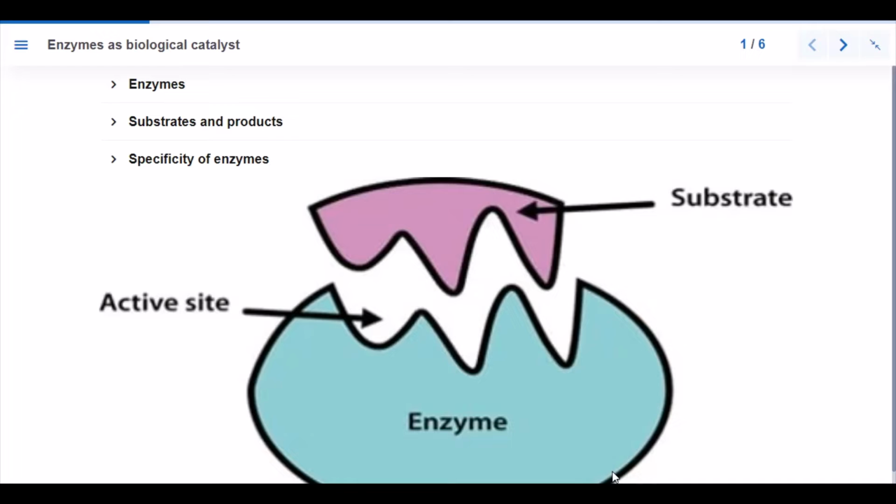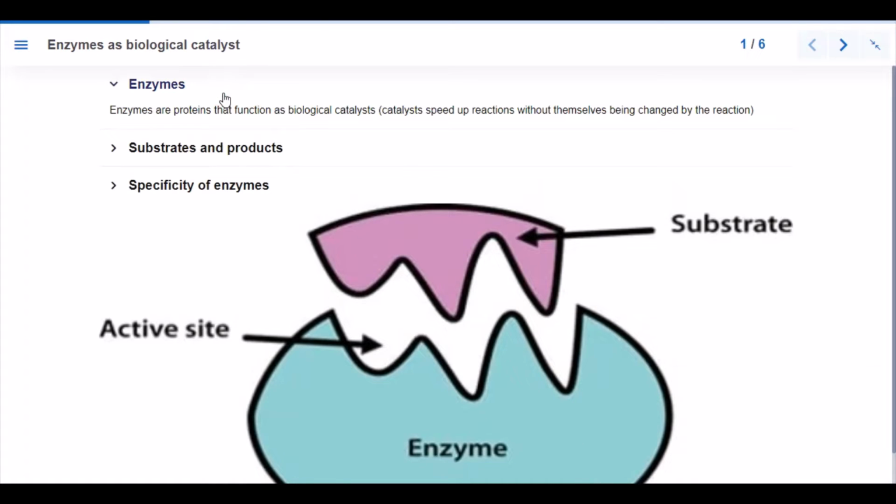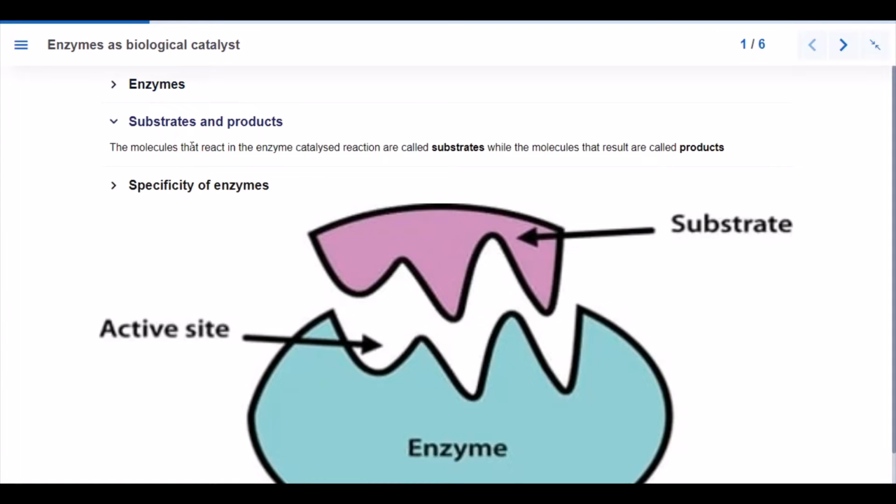Today we'll be looking at enzymes. Enzymes are proteins that function as biological catalysts. Catalysts speed up reactions without themselves being changed by the reaction. For an enzyme to work, there has to be a substrate and a product.